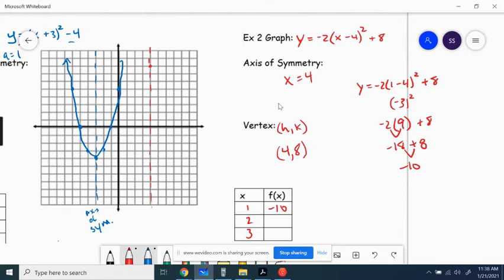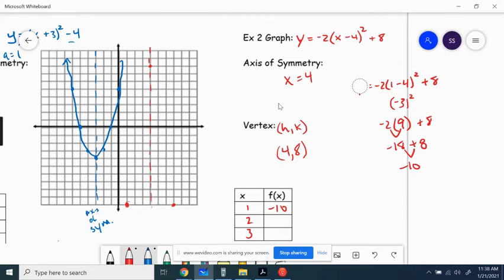So that means we're at over 1, down 10. So that is going to be right here. All right, and remember, we're 3 spots away to the left of the axis of symmetry, so we can go 1, 2, 3 spots over to the right, and that's going to be another one of our points.